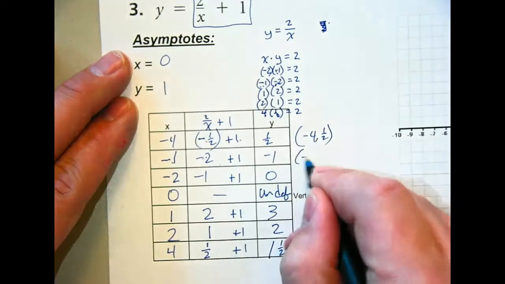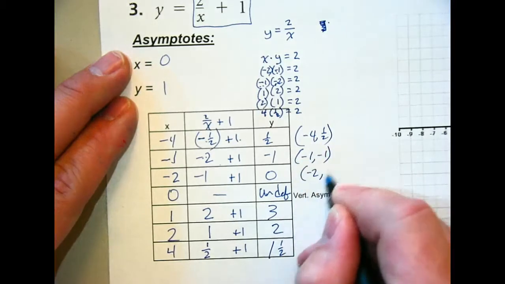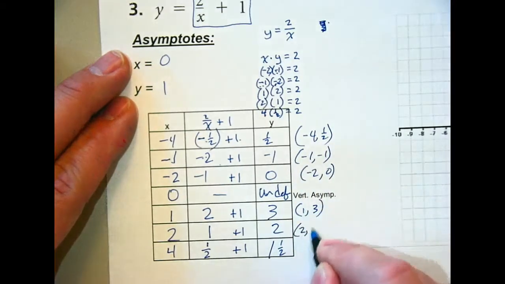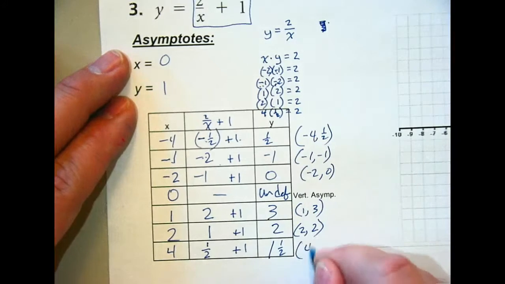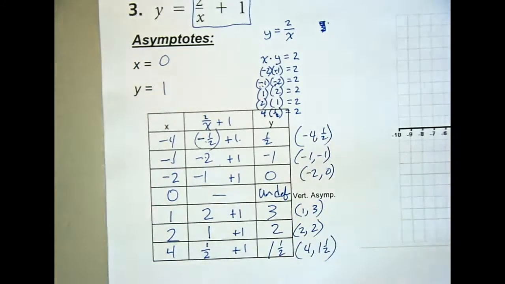We have another ordered pair, -1, -1. We have another ordered pair, -2, 0. Another one, 1, 3. 2, 2. 4, 1.5.